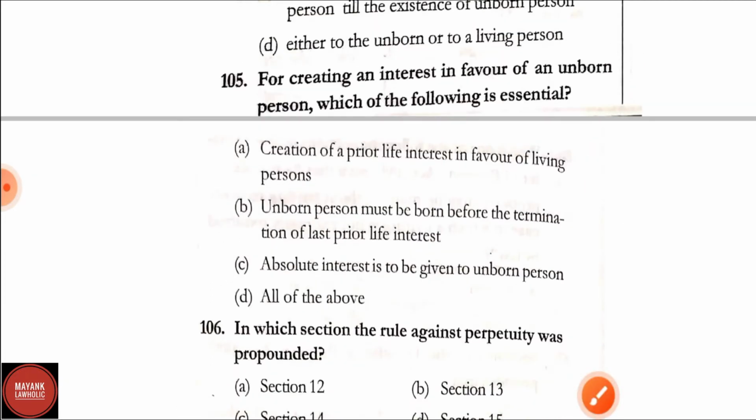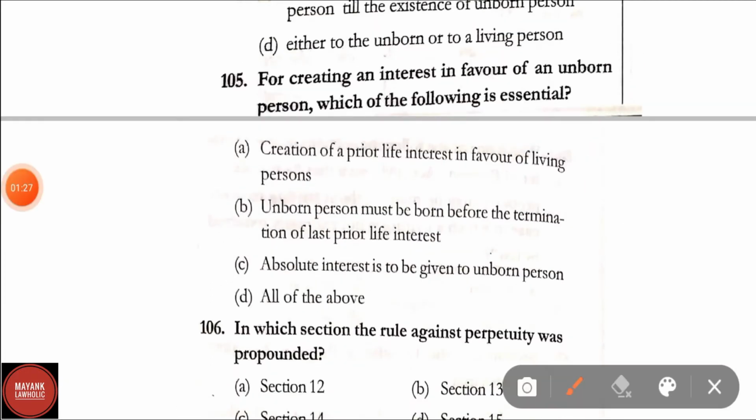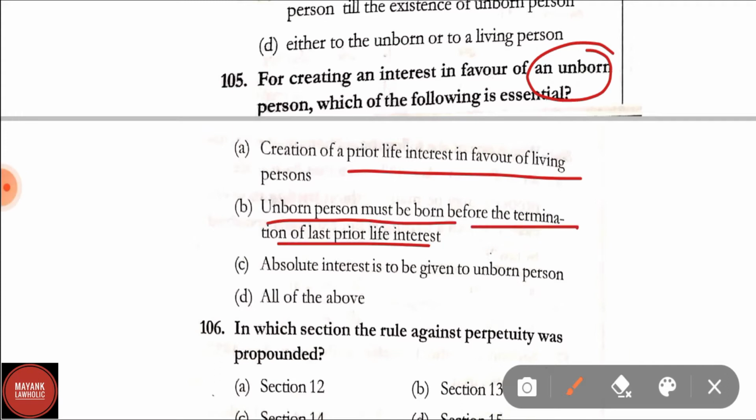Question number 105. For creating an interest in favor of an unborn person, which of the following is essential? Creation of a prior life interest in favor of a living person. Unborn person must be born before the termination of the last prior life interest. Absolute interest is to be given to unborn person. All of the above. Here correct answer is option D, that is all of the above.